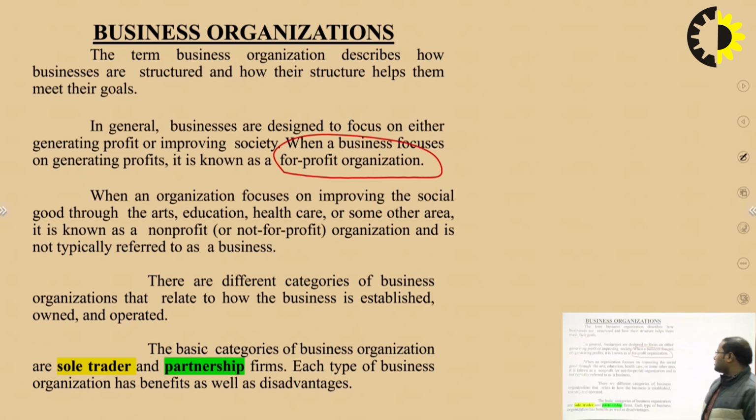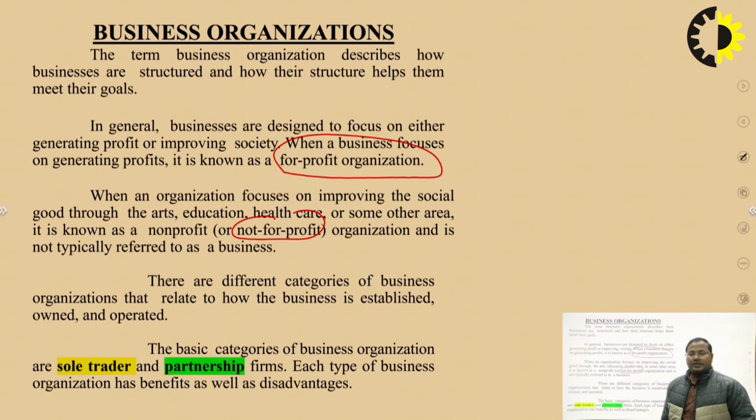When an organization focuses on improving the social good through the arts, education, healthcare, or some other area, it is known as a non-profit, not-for-profit organization, and is not typically referred to as a business.